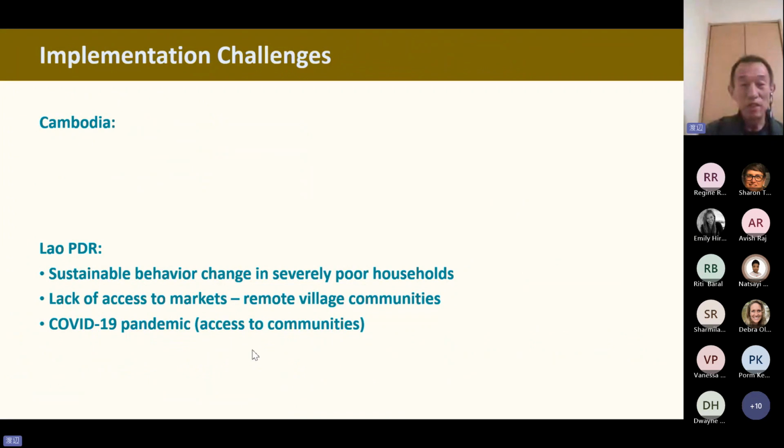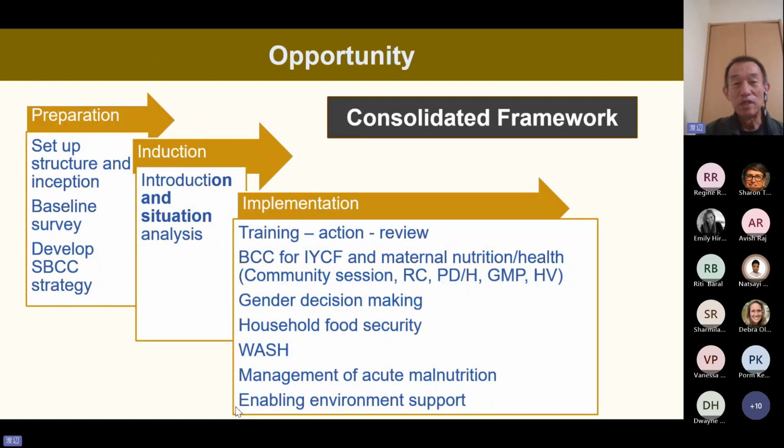Sustainable behavior change in severely poor households was more difficult, and there was a lack of access to markets, particularly for remote village communities, and also the COVID-19 pandemic, which limited access to communities. I think Cambodia had a similar experience, but the COVID-19 influence was quite big for mobilizing people and access to services. So having said that, this is my last slide, for the consolidated framework.